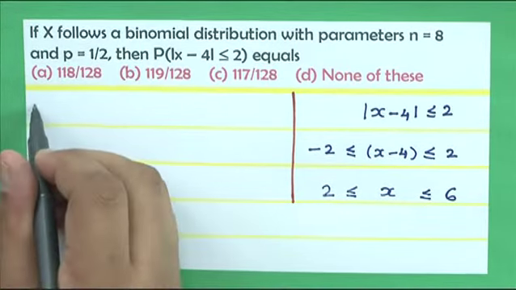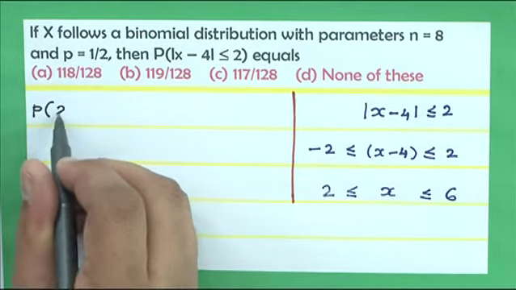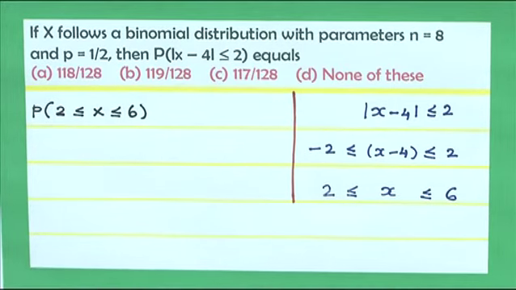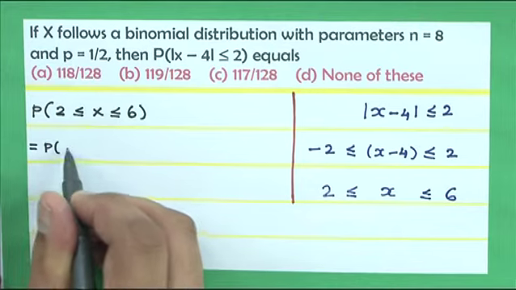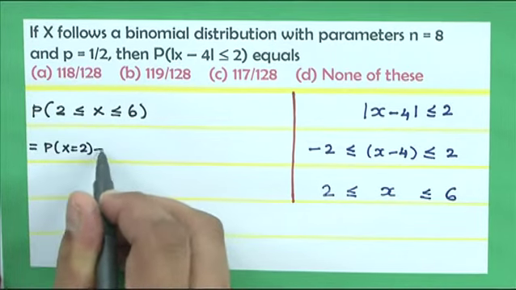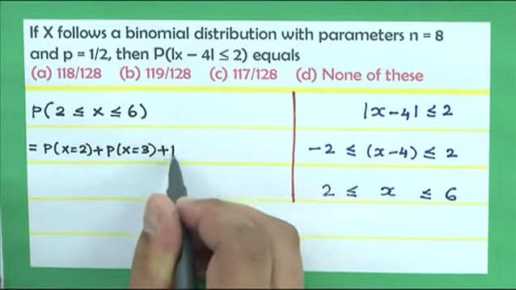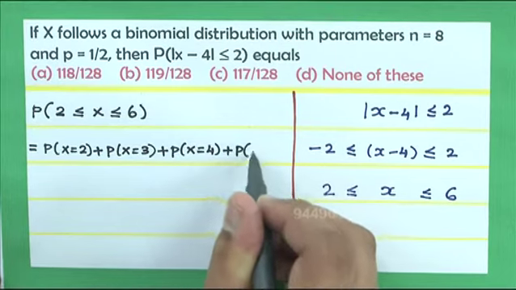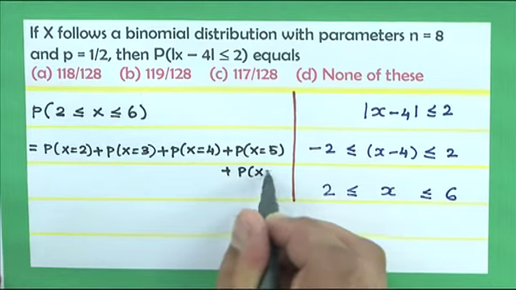So we are supposed to find the probability of the random variable x taking values between 2 and 6, including 2 and 6. That would be nothing but P(x = 2) + P(x = 3) + P(x = 4) + P(x = 5) and finally P(x = 6).